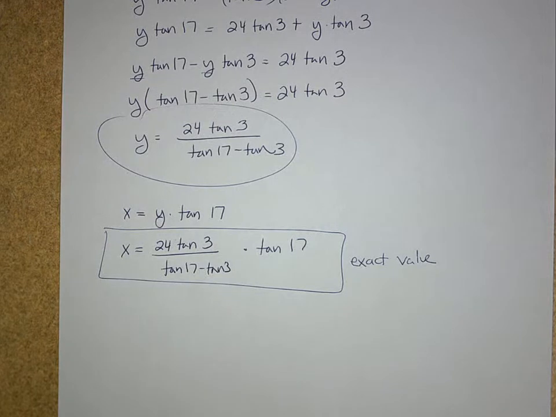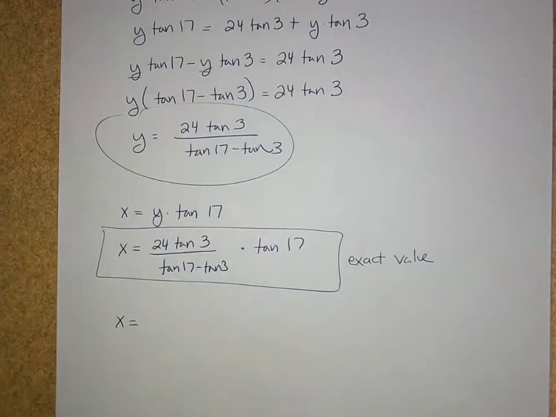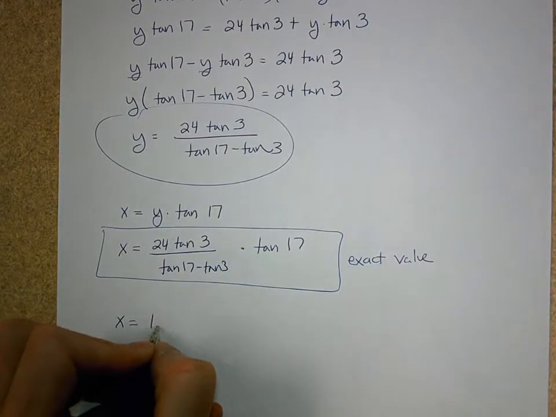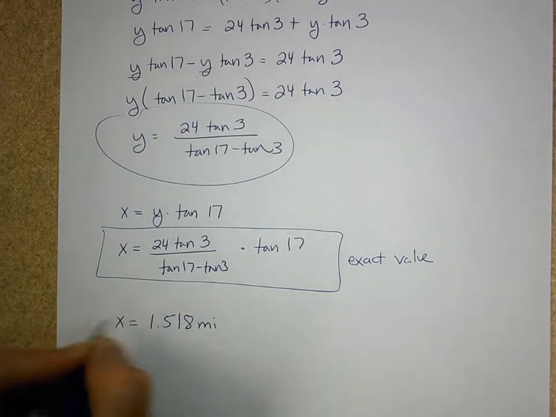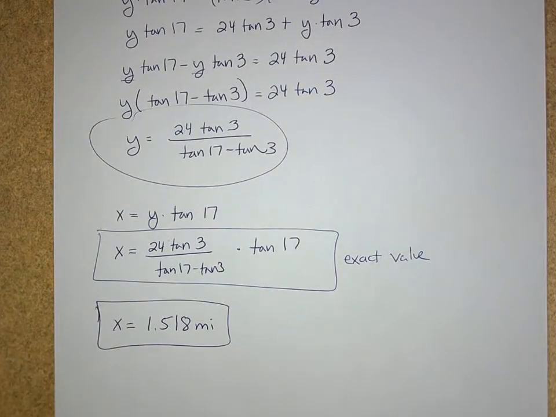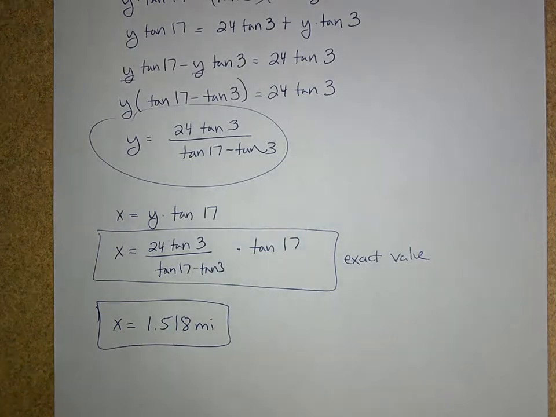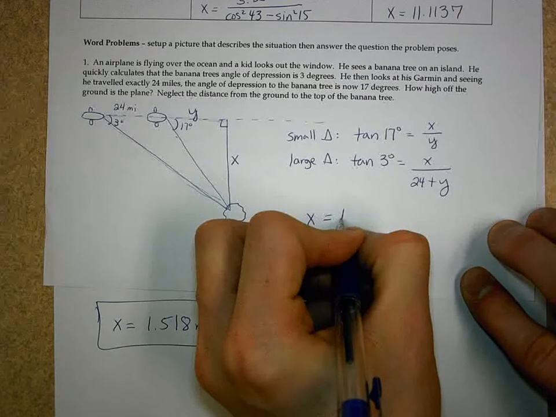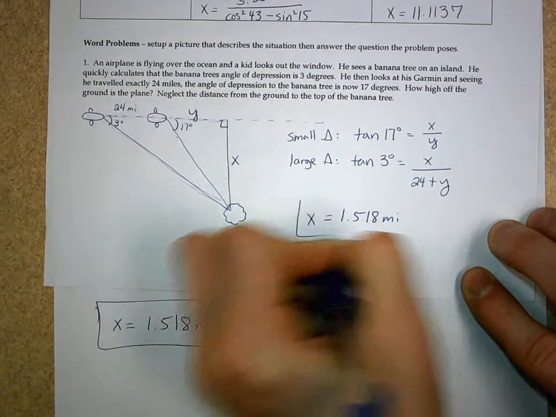But when I see 24 times the tangent of 3 divided by the tangent of 17 minus the tangent of 3, all that times the tangent of 17, I look at that and I say, I really don't know what that means in terms of the height of the plane. I can plug that into my calculator, and then I'll see that this quantity is actually 1.518 miles. So the plane is 1.518 miles off the ground. So here, x equals 1.518 miles.